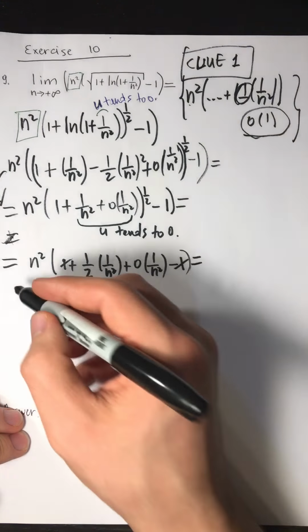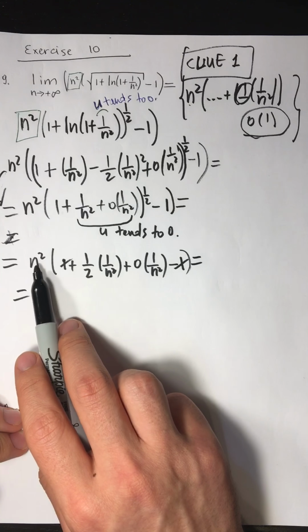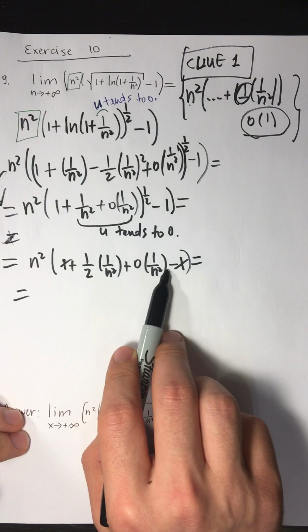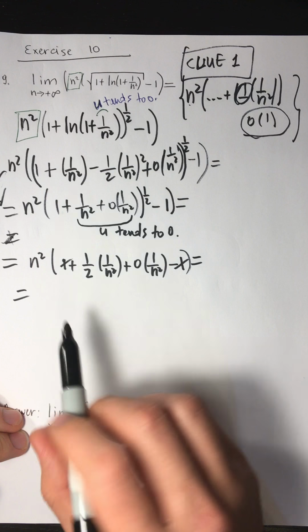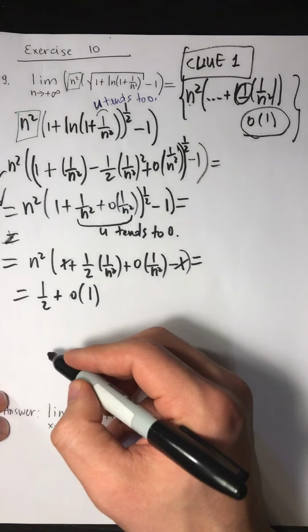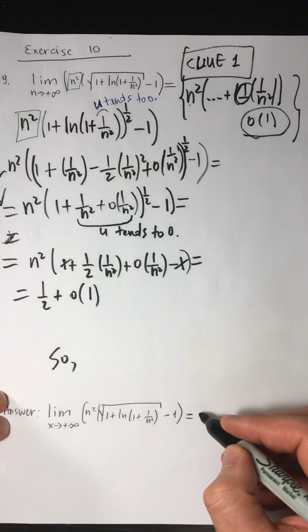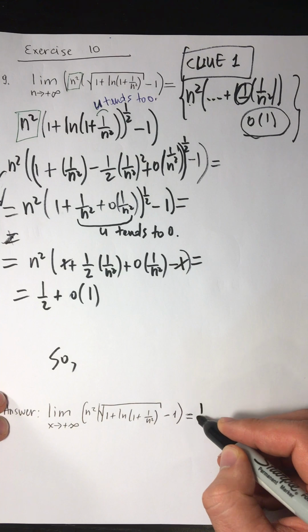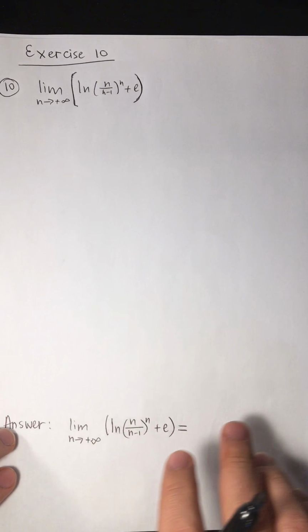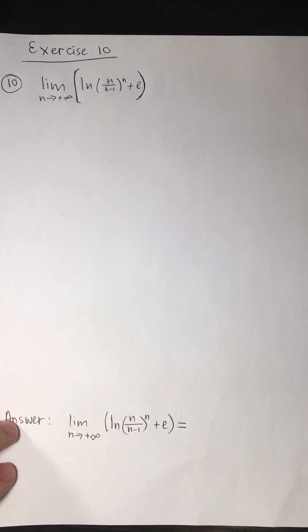So if you open the bracket right now, n square times n square, it's gonna be 1 over 2 plus 1. So this is equal to 1 over 2. Okay, now next, exercise 10, number 10.